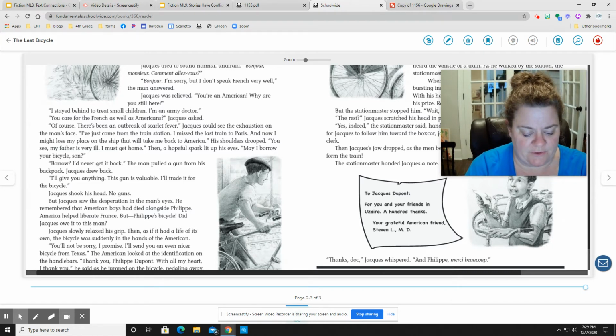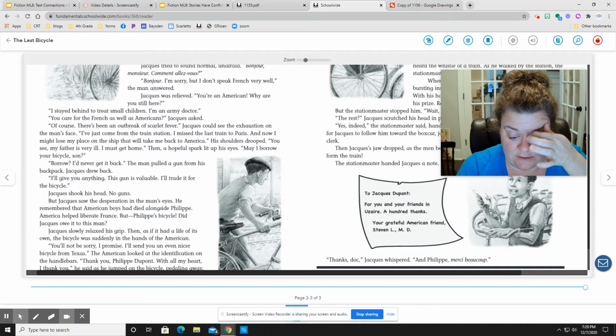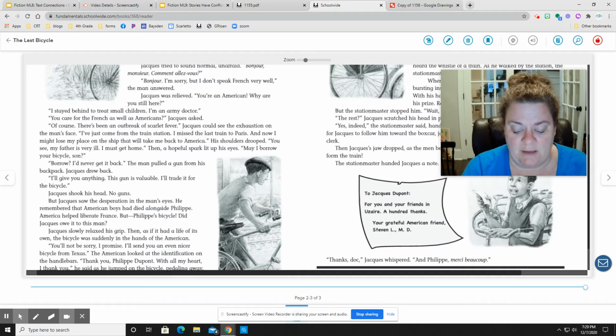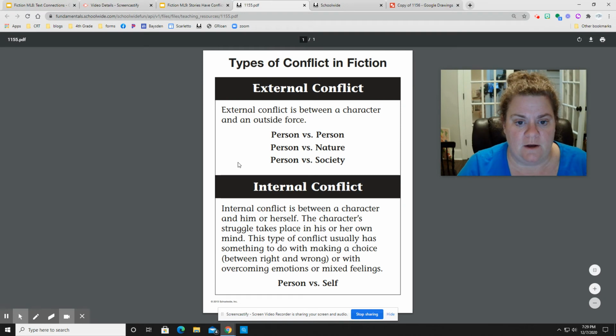So let's stop right there for a second. All right, so the conflict has been revealed. Jacques has a decision to make. He should help the American army doctor make his way home or hold on to the bicycle that reminds him so fondly of his brother. This is a decision Jacques has to make for himself. So knowing this, let's take a look at our chart to see if we can identify what type of conflict he is having. All right, so what do you think?